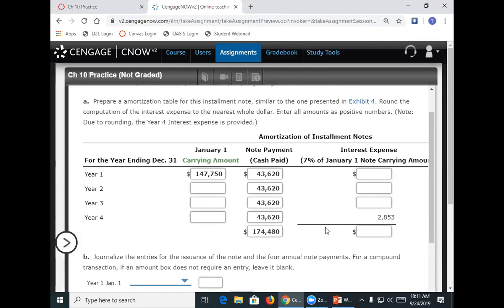In year 1, what's my interest expense? $10,343. Very good. And how did you get that? I multiplied 147,750 times 0.07. Very good. To calculate our interest, we always take our carrying amount times, in this case, since it's an annual payment, our annual interest rate of 7%. So for year one, our interest expense is $10,343.